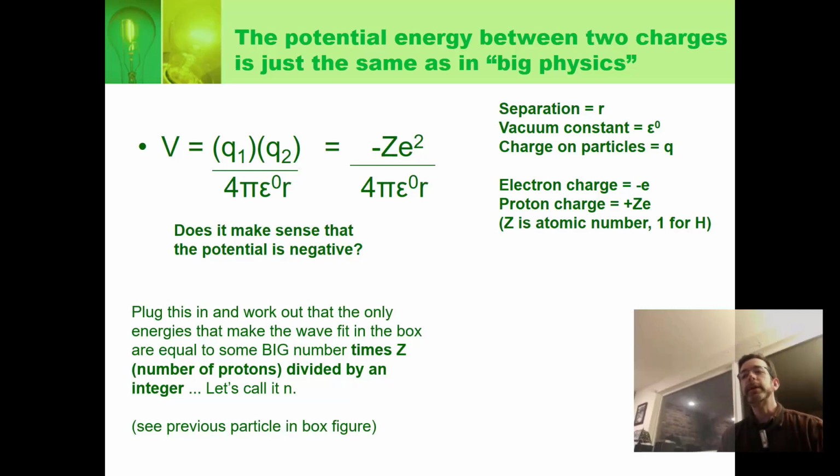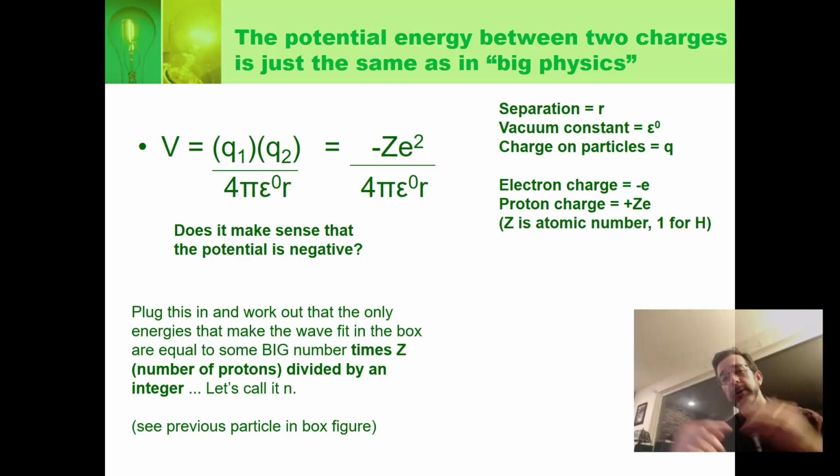So what you really do with this is you take these numbers and plug them in. This is actually the equation that you use. It's just a version of this Q1, Q2 over r equation. And you work out what the energies are. The V is the energy of the level of the box that will fit.